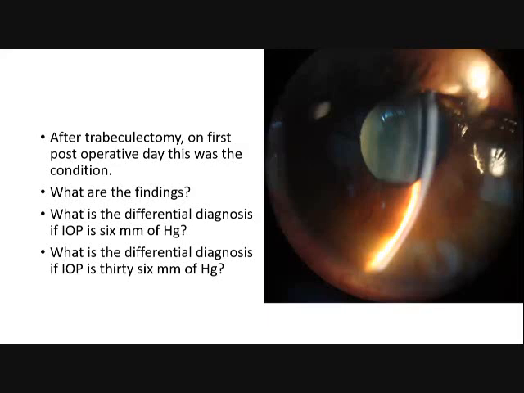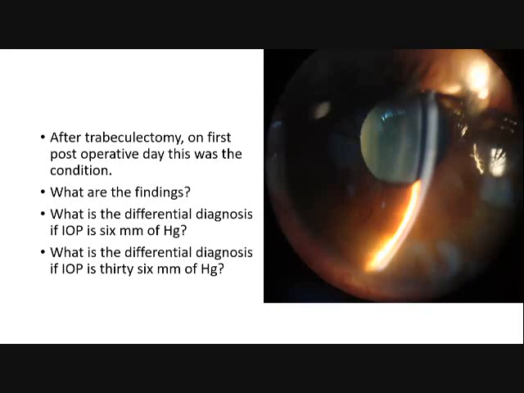Excellent. So what is the differential diagnosis if IOP is 6 millimeter of mercury? Overfiltration. Wound leak. And how would you check the wound leak? By Seidel. Excellent.